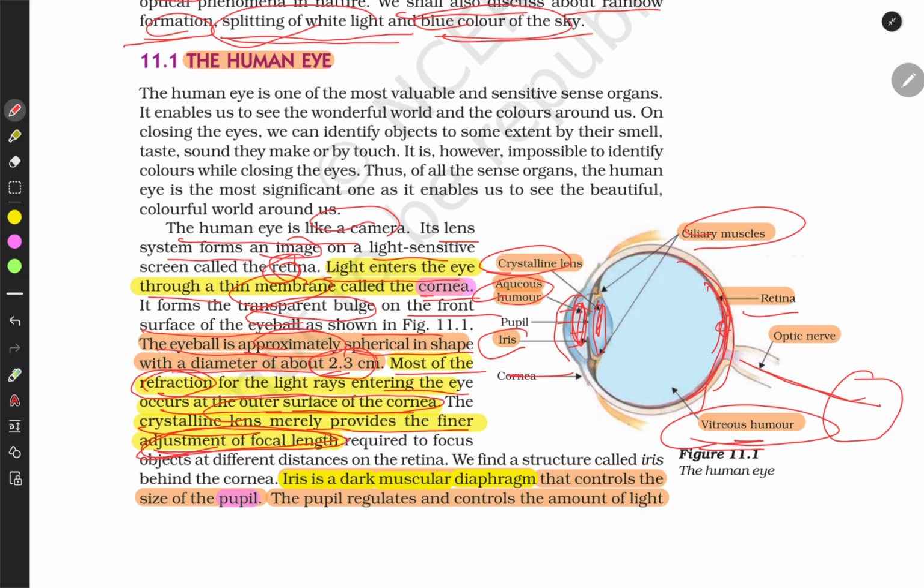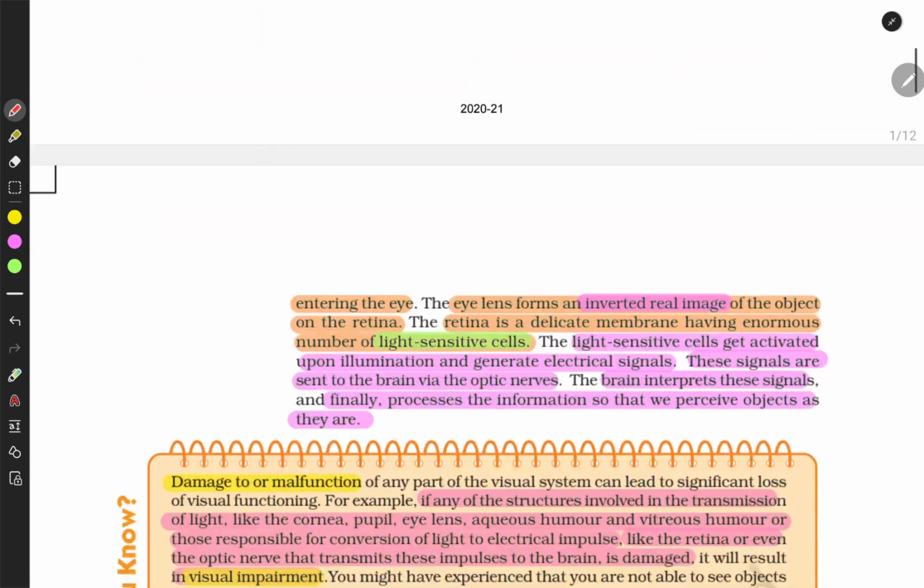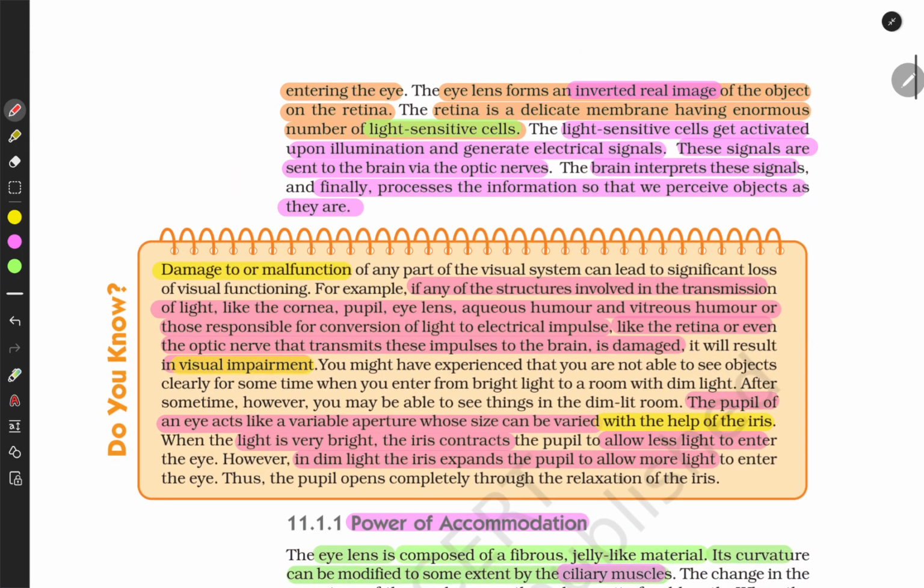And the iris is a dark muscular diaphragm. This is the iris here. The iris is a dark muscular diaphragm that controls the size of the pupil, and the pupil regulates and controls the amount of light entering the eyes.